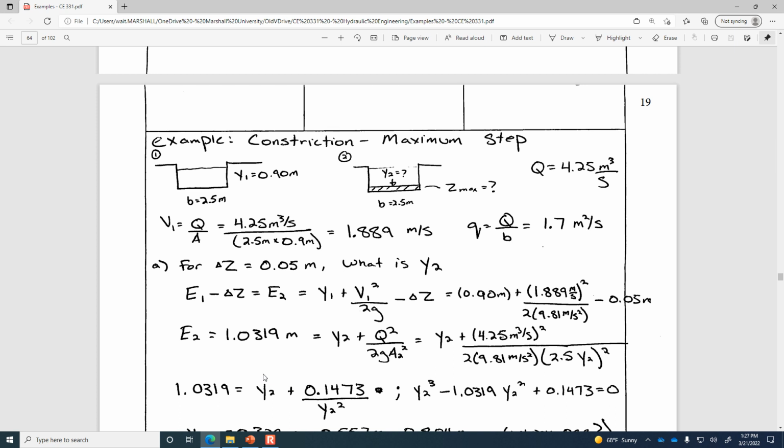So you can see on the left-hand side, I'm starting to set this up as a cubic equation. On the left-hand side is the energy at 2, and then the right-hand side is the depth of flow, and then the velocity head as a function of the flow depth. And then multiply each term by y2 squared. And so we've got y2 cubed minus 1.0319 y2 squared plus 0.1473.